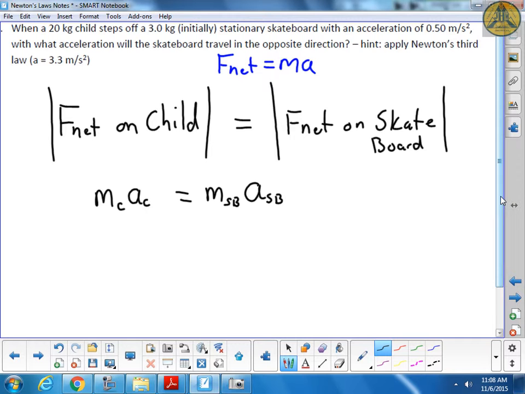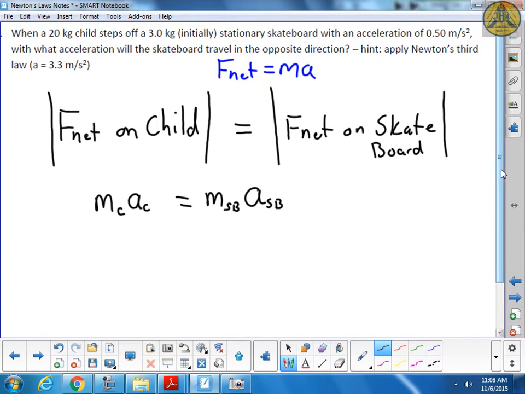The wording is a little bit weird, but if you read it carefully, that 0.5 that's given is the acceleration of the child. So the child steps off the skateboard. They make it a little bit ambiguous because they put the mass of the skateboard there too. But that 0.5 is that of the child, if you watch the wording.